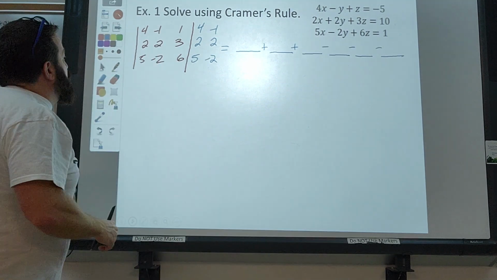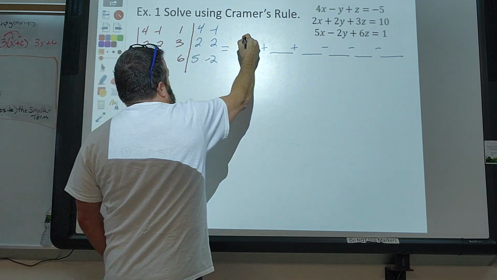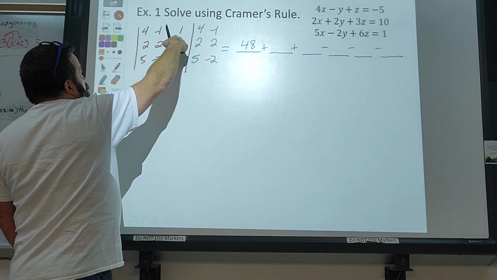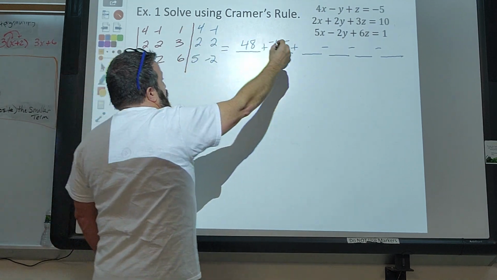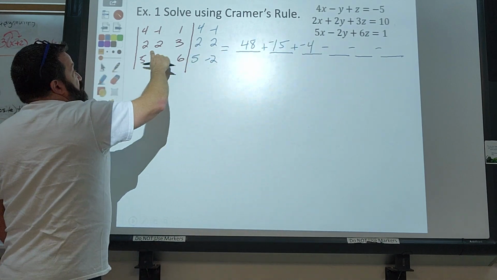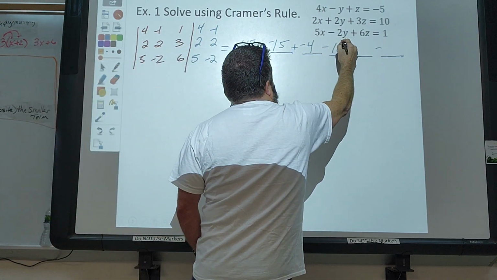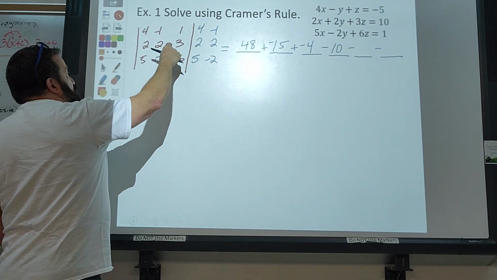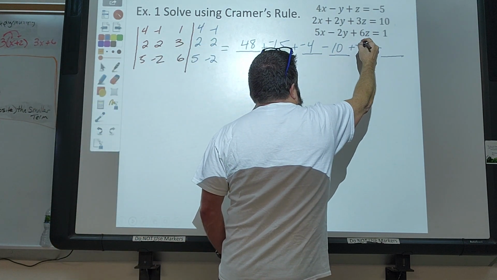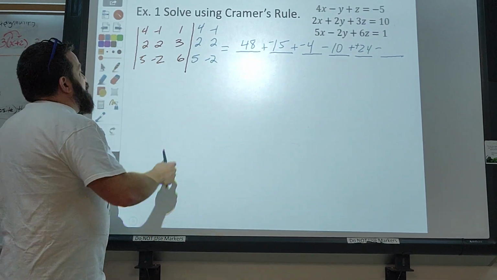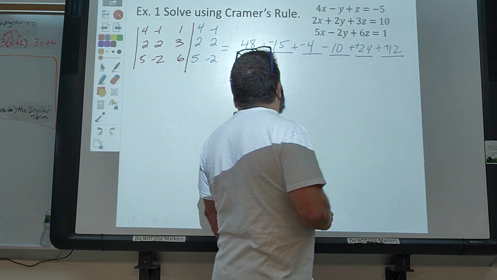So as I'm doing this, I've got 4, 2, and 6, so 4 times 2 is 8, 8 times 6 is 48. Next diagonal, -1, 3, and 5, that's a -15. Next diagonal, 1, 2, and -2, that's a -4. Going this way from the bottom diagonal, from the 5 up, 5 times 2 times 1, that's 10. That's the first one I'm subtracting. The next one, -2, 3, and 4, that's a -24, so I'm subtracting a -24, so it ends up being a +24. And then I've got 6 times 2 times -1, that's a -12, so that ends up being a +12.